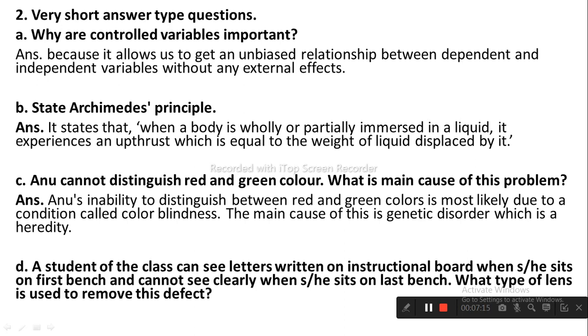Next one, a student of class can see letters written on the instructional board where he or she sits on the first bench and cannot see clearly when she or he sits on the last bench. What type of lens is used to remove these defects? As the student is able to see nearby objects, he or she might be suffering from myopia, and to correct this defect of vision, a concave lens should be used.